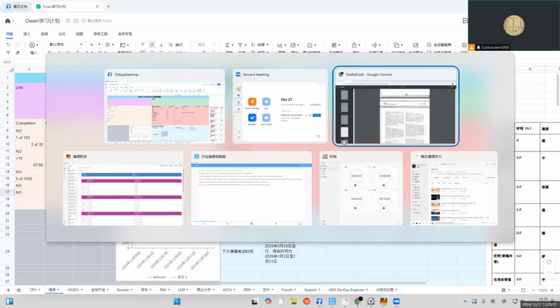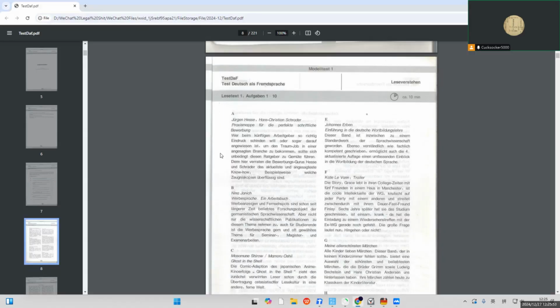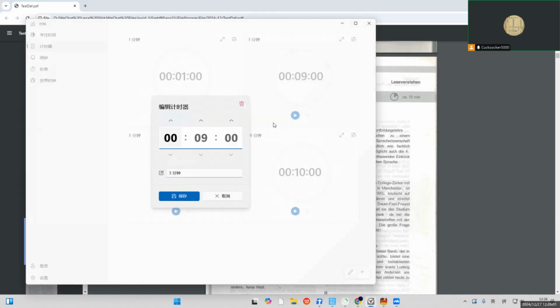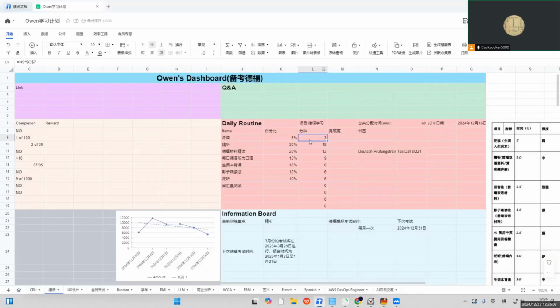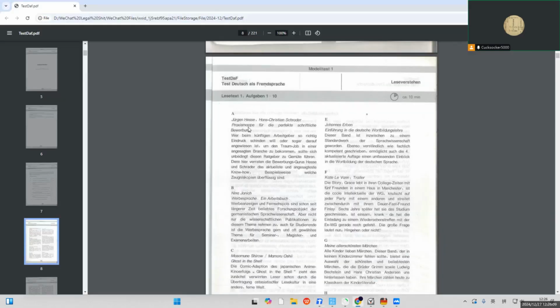And what we have here is Modelltext 1, that has Deutsch als Fremdsprache. And what I'm basically going to do is to sweep this over in a linear fashion. We have 3 minutes in here, 3 minutes here. So general reading. Let's begin.